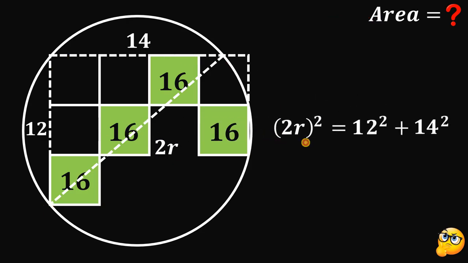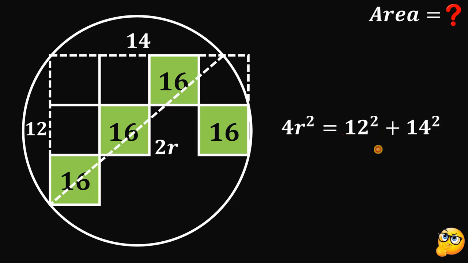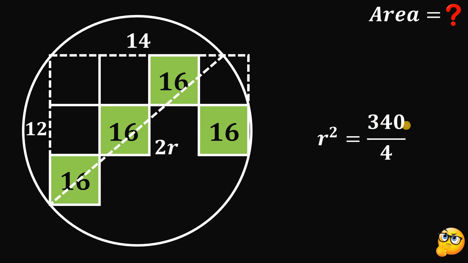So we have 2r raised to the power of 2 equals 12 squared plus 14 squared. Now, 2r raised to the power of 2 will give us 4r squared. 12 squared is just 144. 14 squared is just 196. And 144 plus 196 is just 340. Now, divide both sides by 4. So, we get that the value of r squared must be equal to 340 over 4, or simply equal to 85.